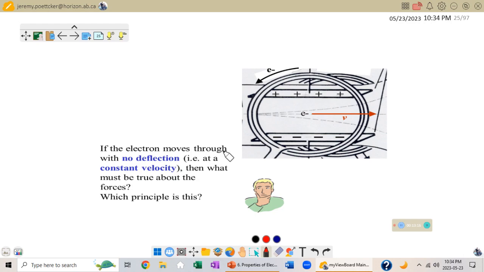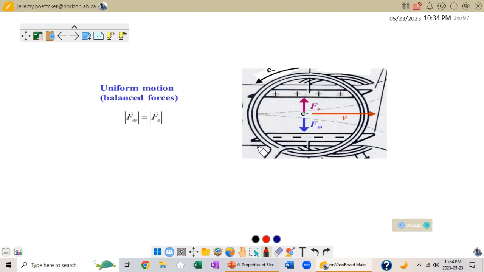What do we know about the forces acting on it? We know that we've got uniform motion. These are balanced forces. Fe is equal to Fm, or at least the absolute value, if we're disregarding direction. Fm equals Fe. Perfect. This is easy stuff. And if Fm is equal to Fe, then we also know a couple things, because we should know the strength of the magnetic field, B, and the electric field, E. So now we can substitute some things in. And we see on our formula sheet that Fm is equal to QVB.